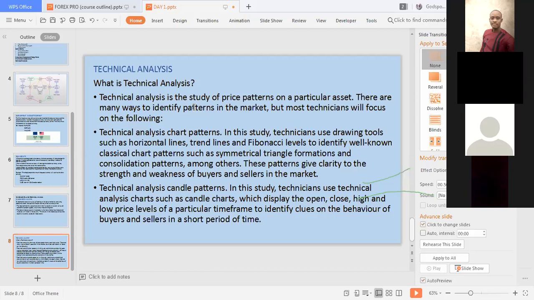We all use strategies to make all these analyses. Are you with me? Thank you so much. Look at it. Technicians use technical analysis charts such as candlesticks, which display the open, close, high, and low price of a particular time frame.